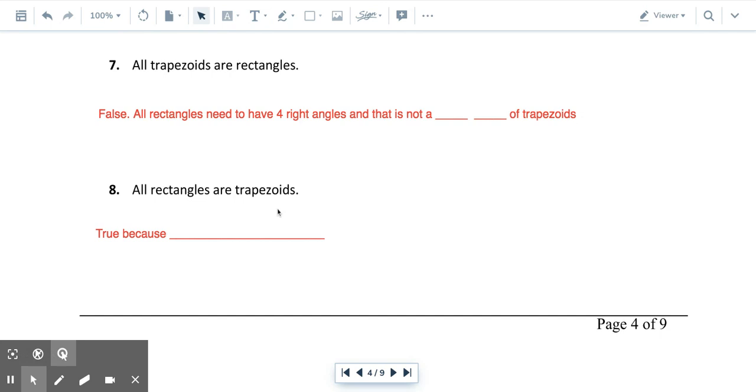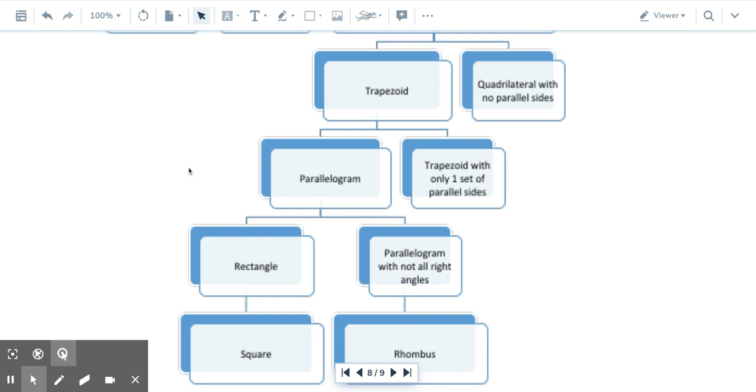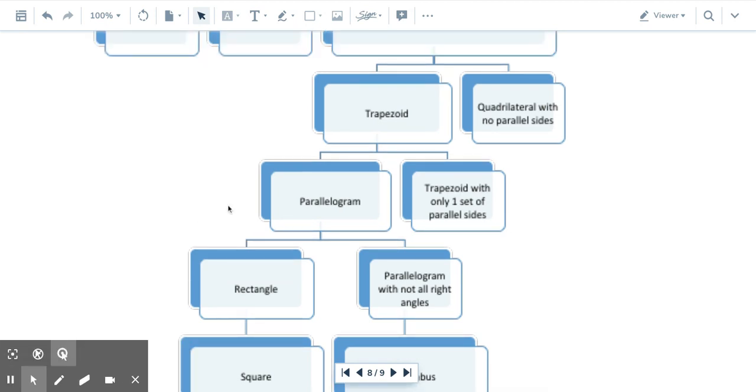Number 7 asked us whether or not all trapezoids are rectangles. What is the defining attribute for a rectangle? A rectangle is a parallelogram that has four right angles. What is the defining attribute for a trapezoid? A trapezoid is a quadrilateral with at least one set of parallel sides. So, are all trapezoids rectangles?